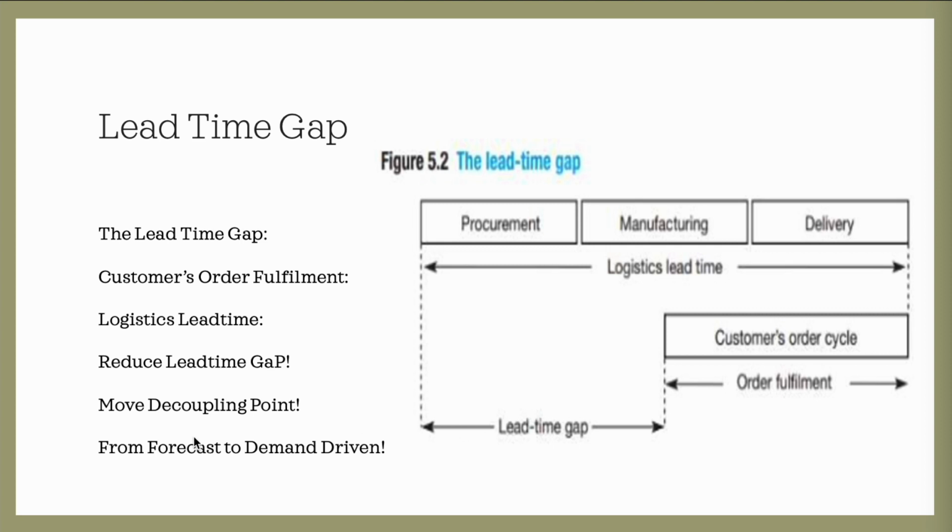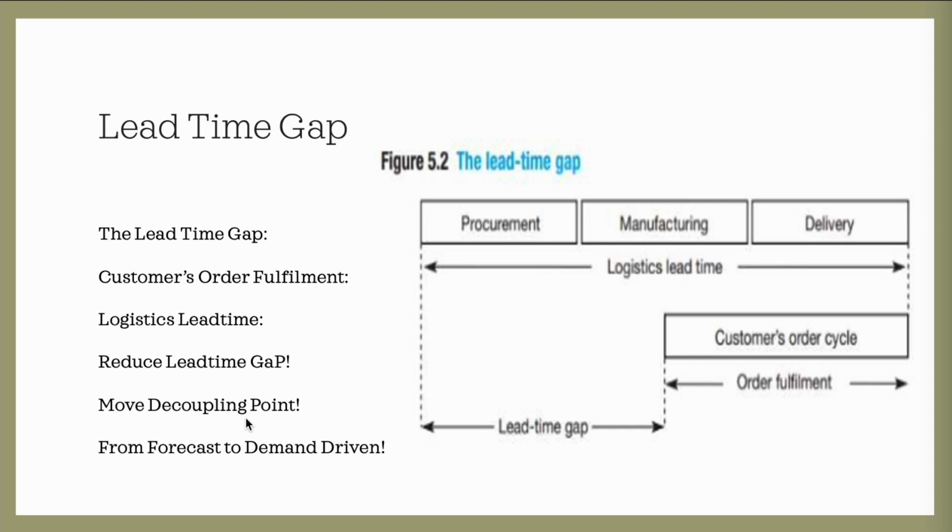We can look at the decoupling point. If you don't know what the decoupling point is, I have a video about it and you can check it out. I will put the link down below. In decoupling points we have ETO, MTO, ATO, and we have MTS.